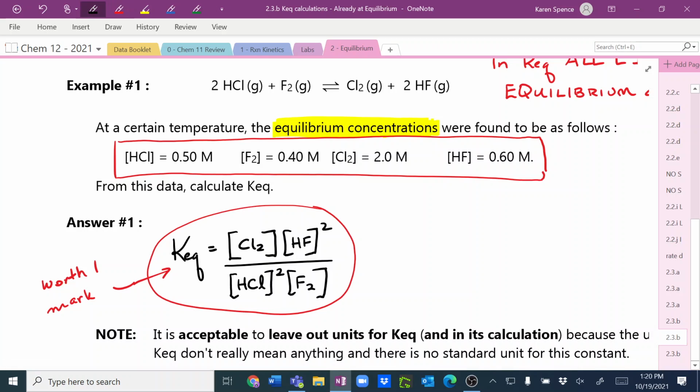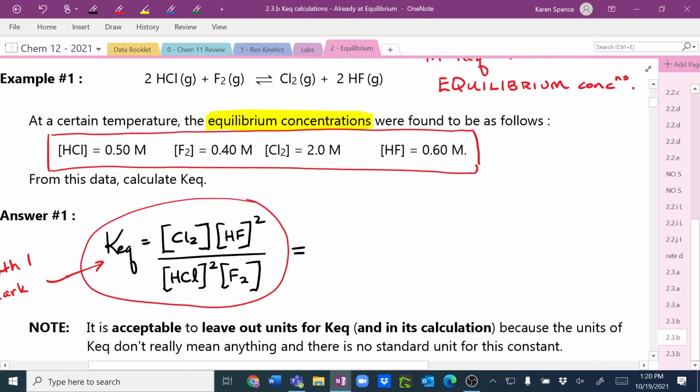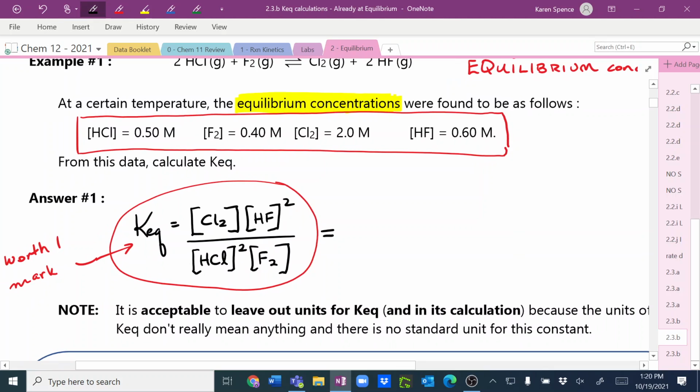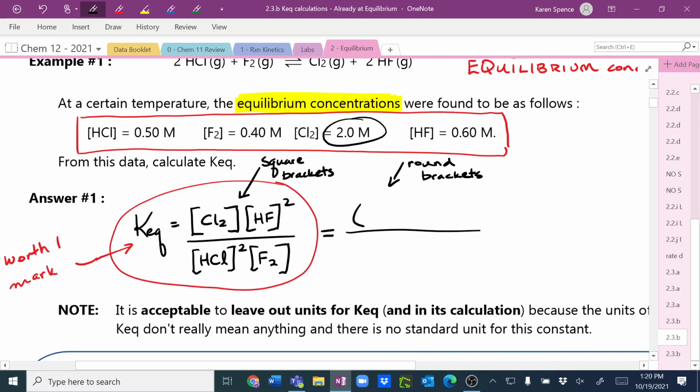And now we're just going to plug in our values. Now this one, I'm going to shake you up a little bit because we are not going to use square brackets here. We're going to use round brackets. And after we finish plugging them in, I'm going to write down Y over on the side, but for now we're just going to write them in. So we have Cl2, which is here, 2.0.